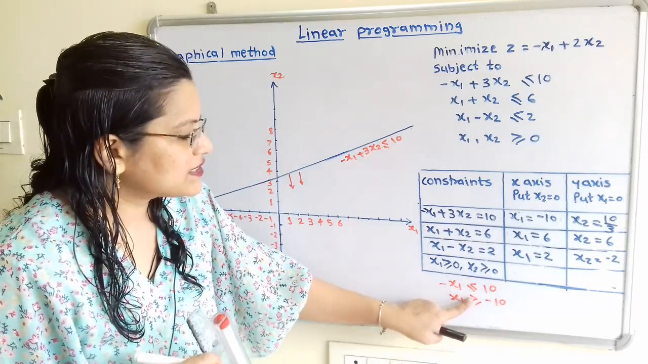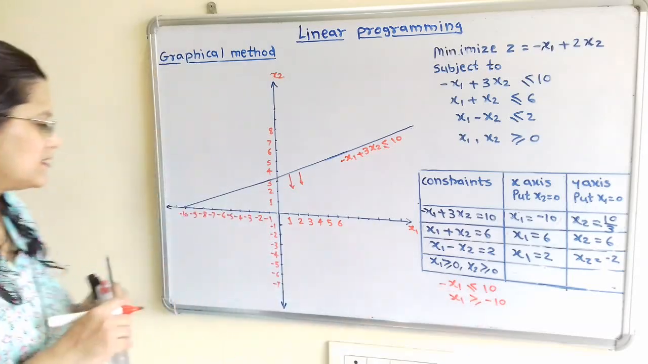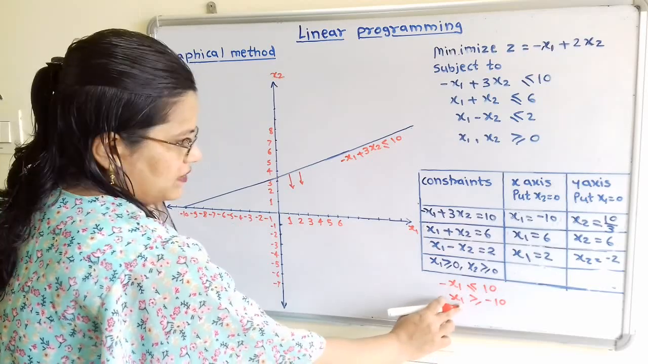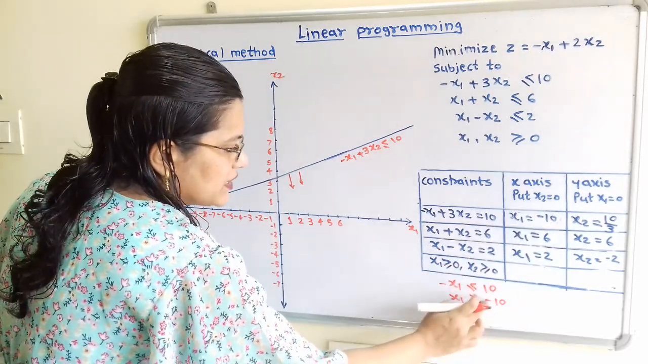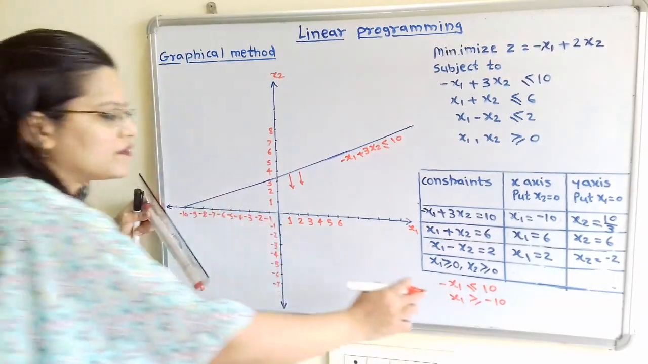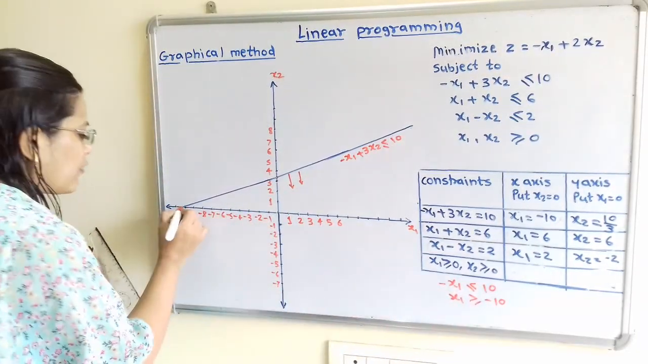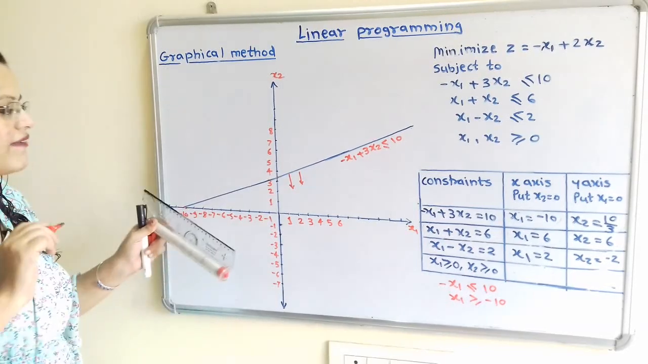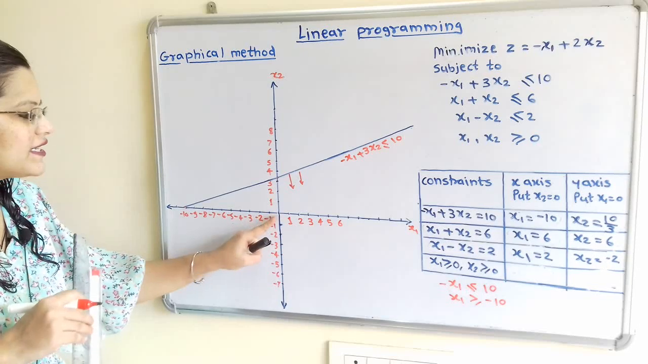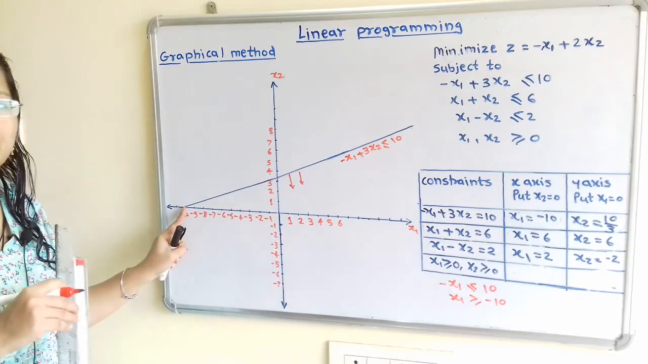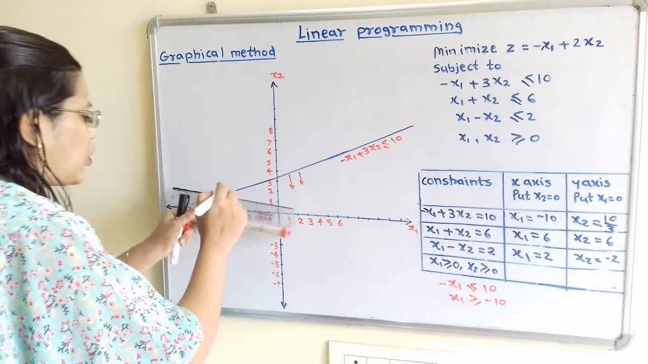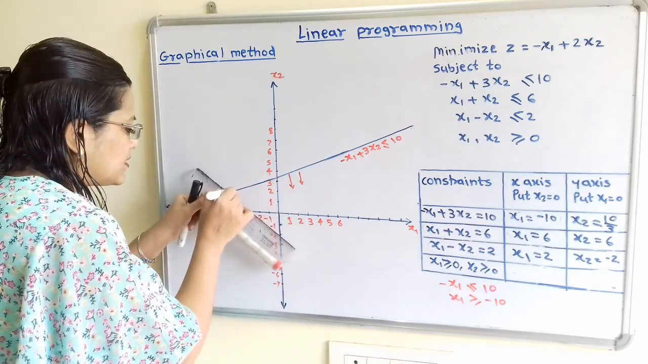So x1 is greater than or equal to minus 10. If we observe x1 at minus 10, the value of x1 will be greater than minus 10. So I have to consider greater values, that means values towards the right hand side, because here is 0. 0 is greater than minus 10, then 1 is greater than minus 10, and so on. So we have to consider this area.